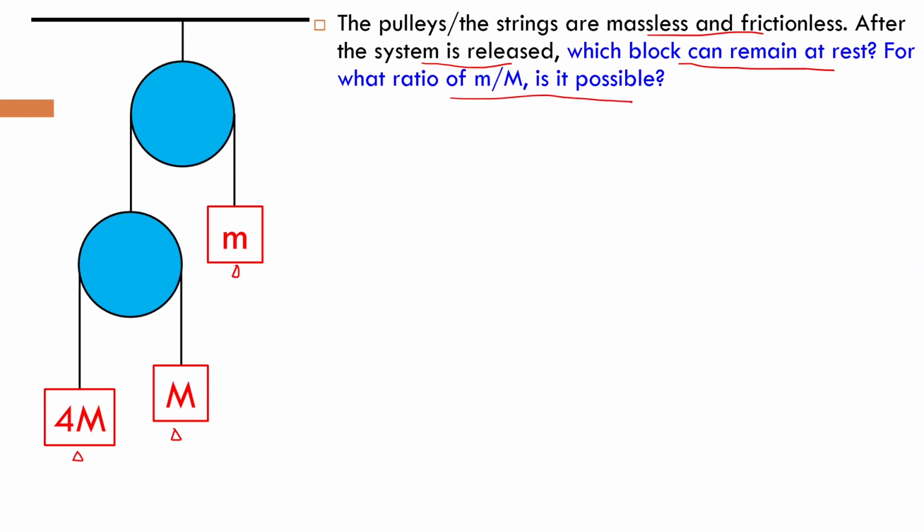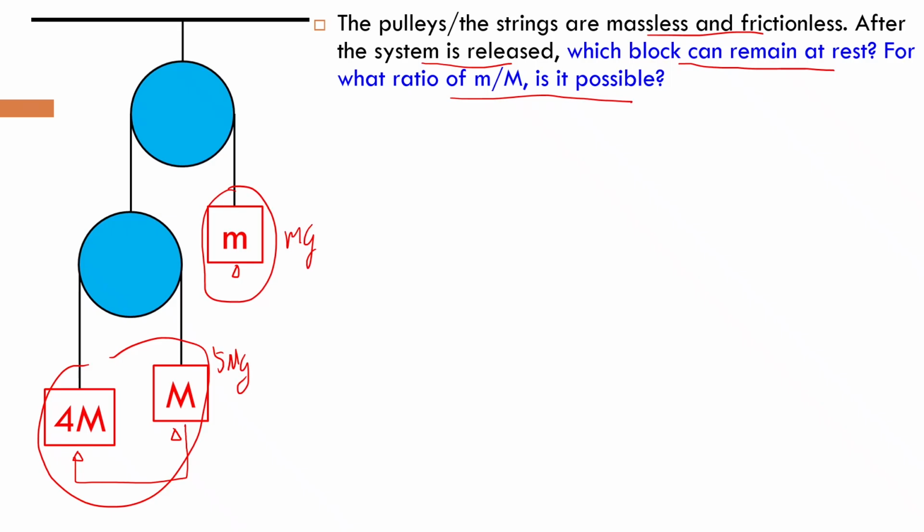My student's teacher said, alright, I got 4M on this side, so in total I got 5 Mg. And on the right side, I got mg, small mg. So as long as I make small m equal to 5 times big M, then my system should be at equilibrium, so my small m could be at rest. This is the reasoning from the teacher. But this solution is wrong.